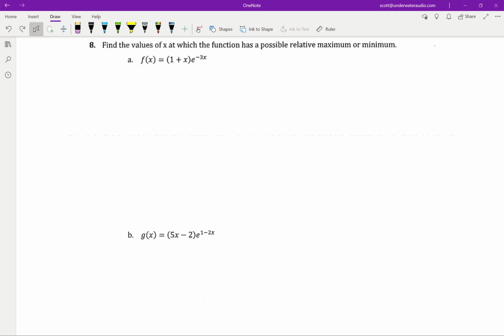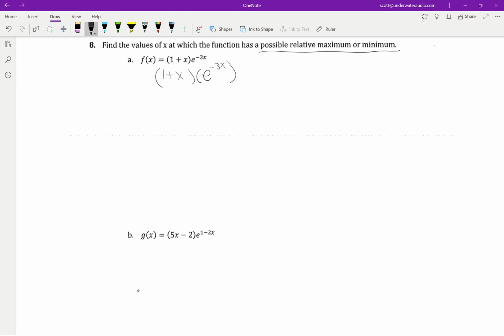Number 8, find the values of x at which the function has a possible relative maximum or minimum. So possible relative maximums or minimums, that's like code for saying find the critical points. So we will start and take a derivative. This looks like a product rule. I have 1 plus x as one thing, and then the other part is e to the negative 3x.